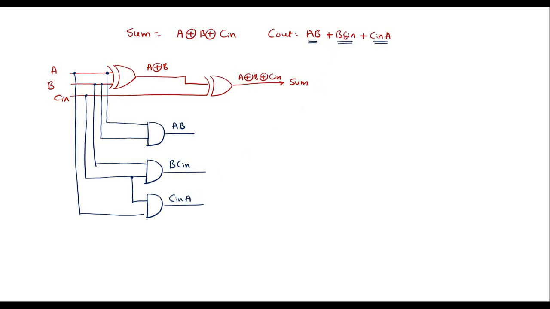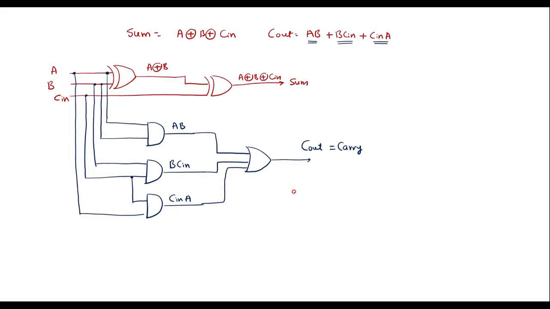So there is a plus between these product terms. It means we have to use an OR gate to combine all this. Let me use an OR gate. So output of this is nothing but Cout, or carry output, or carry. So this is the implementation using XOR gate, AND gate and OR gate. This is the complete structure of the full adder.